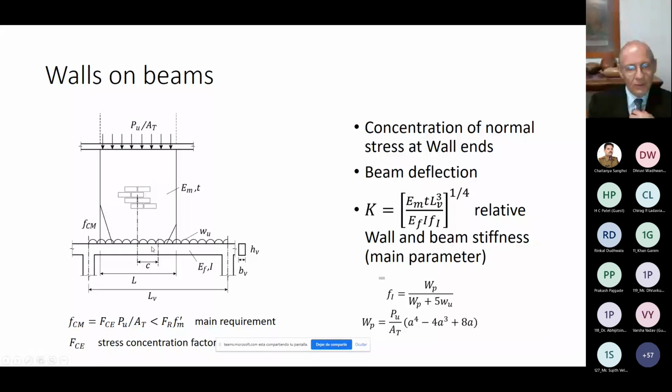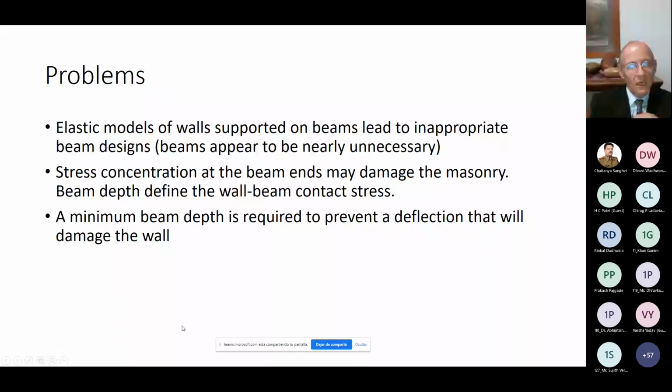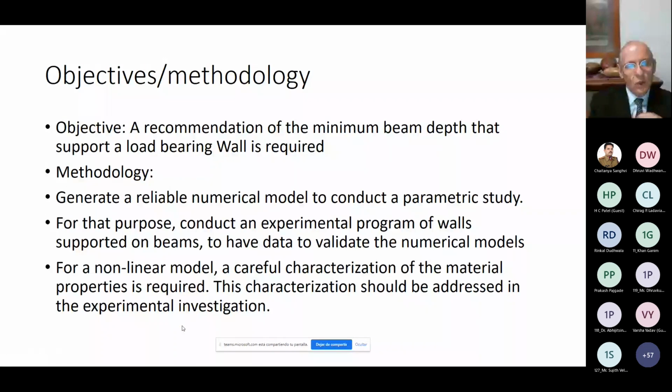So we need to design the depth of the beam so that this stress concentration does not exceed the maximum compressive capacity of the masonry. And so how to do it? We need recommendations for a minimum beam depth. Okay. And the methodology was to generate a reliable numerical model to conduct a parametric study.